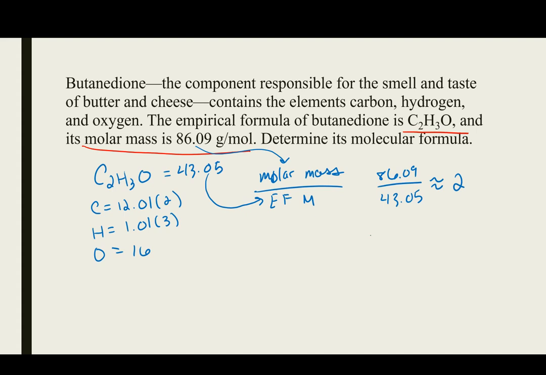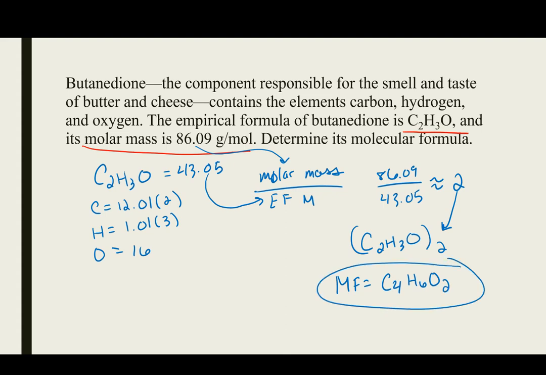So then I take my empirical formula and I multiply it by that integer that I just solved for. So that 2 becomes what I multiply my empirical formula by. And so my molecular formula is C4H6O2. My molecular formula is the empirical formula times that number that I solved for. And molecular formulas should not be in the lowest whole number ratio.